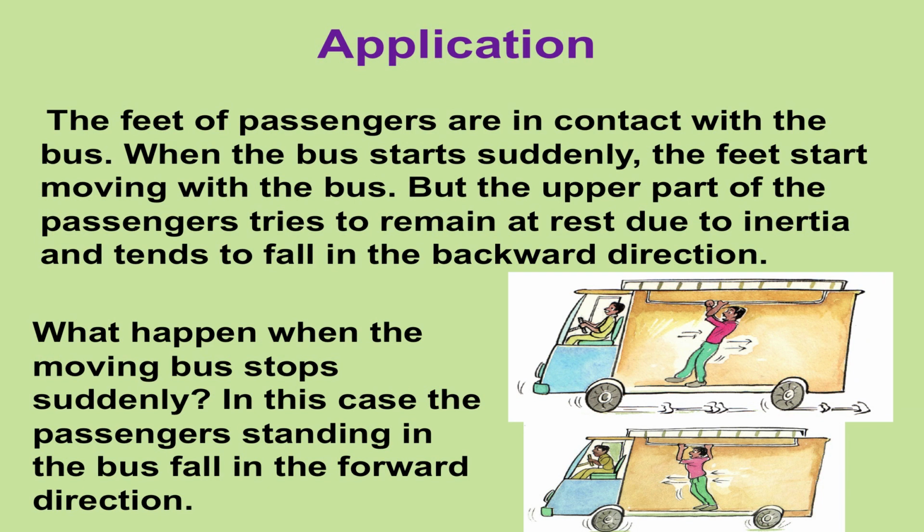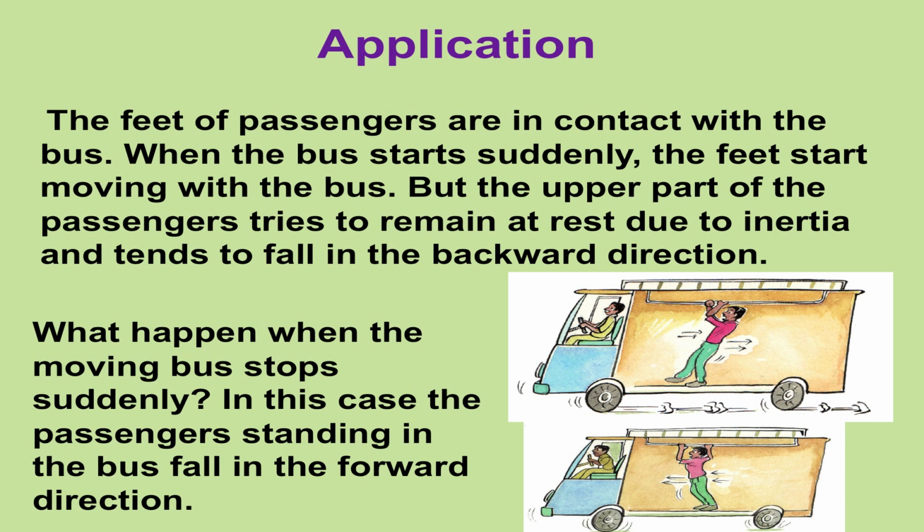Why do the passengers standing in a bus fall in the backward direction when the stationary bus begins to move suddenly? This observation can be explained on the basis of first law of motion. The feet of passengers are in contact with the bus. When the bus starts suddenly, the feet start moving with the bus, but the upper part of the passenger tries to remain at rest due to inertia and tends to fall in the backward direction.